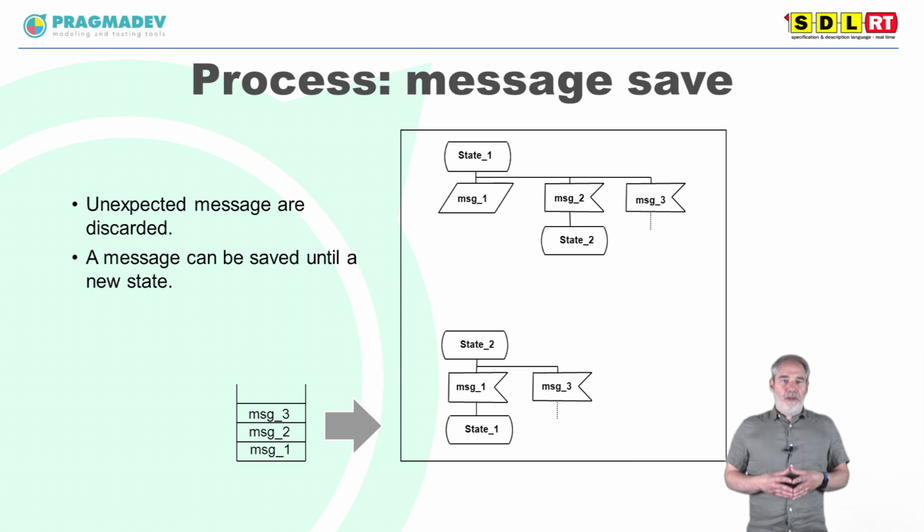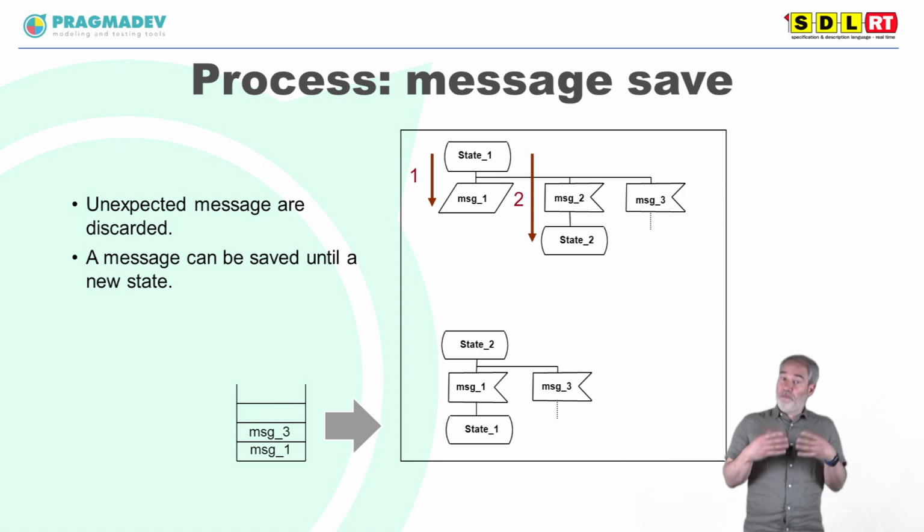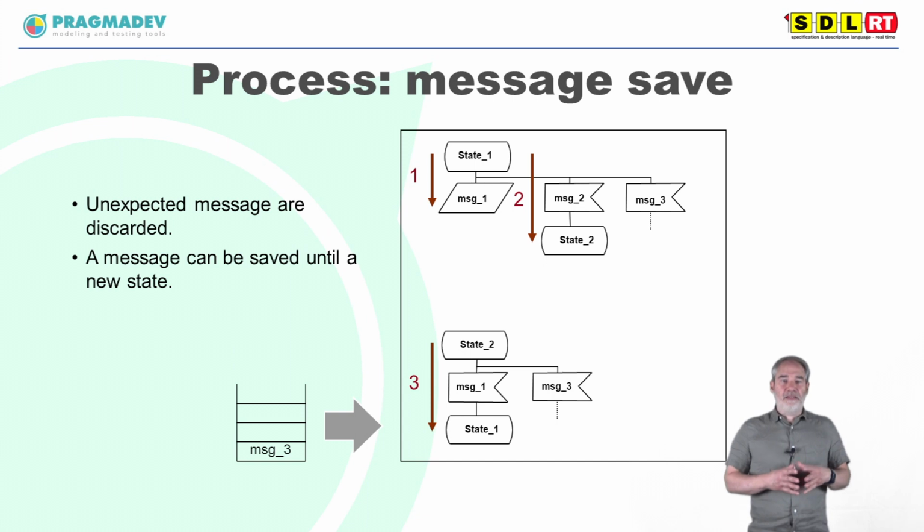Let's say message 1, message 2, and message 3 are received in that order while in state 1. First, message 1 is handled and it is saved. Then message 2 triggers a transition that ends in state 2. Once in state 2, the saved message 1 triggers a transition that ends in state 1. And finally, message 3 triggers a transition in state 1.